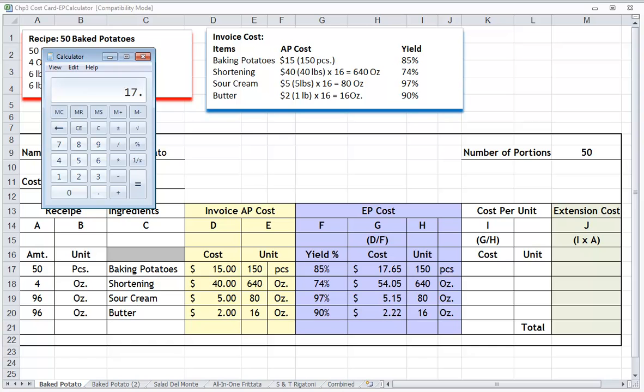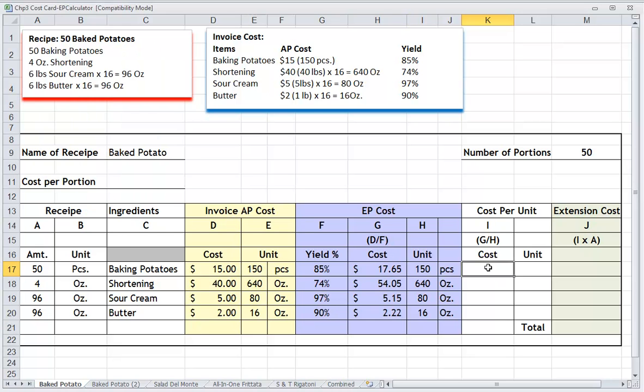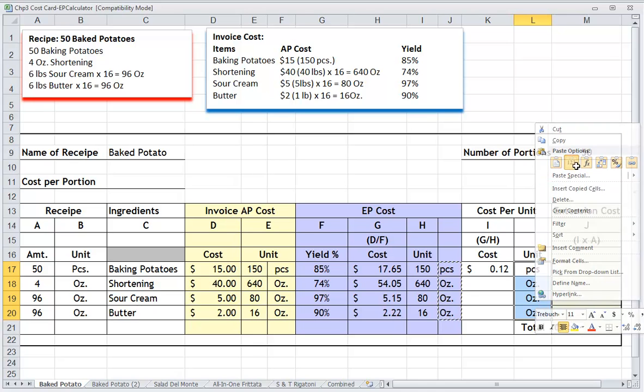So $17.65 divided by 150 potatoes is about 12 cents. So we're going to put 0.12 right there. And let's change all of these into dollars. There we go. So that's 12 cents. And the unit is the same. It never changes. In fact, we're just going to copy all of these units of measure and plug them in over here into that column.